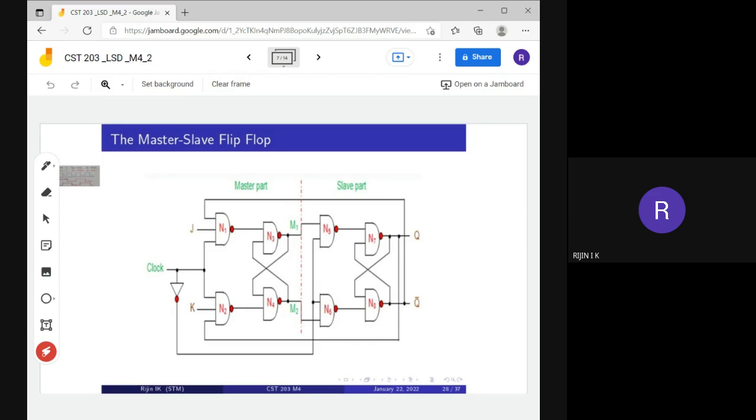Now we can see how it will operate. Suppose we assume that J and K are equal to 1. That is the situation we are going to solve, because there is an issue, the race around condition. So we need to solve that issue, isn't it? So when will this race around condition occur?